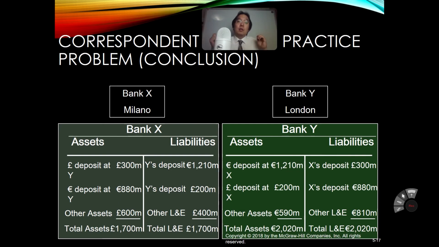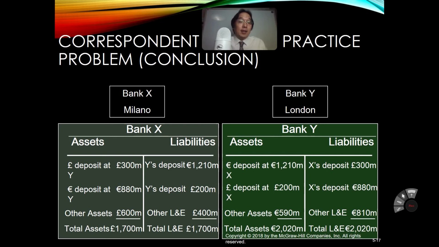My deposit in your bank, that account is my asset but your liability. And I have two accounts here, a euro account and a pound account. And the same thing for you. I have my liabilities, deposits, which are your deposit, and that's going to be your asset. And you have two different accounts, pound and euro.